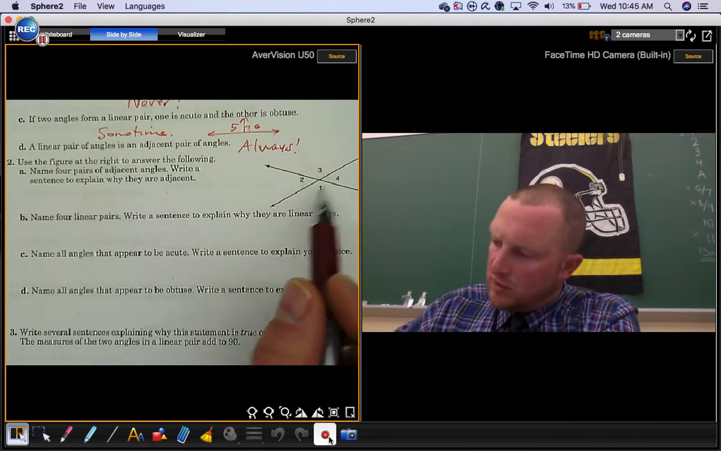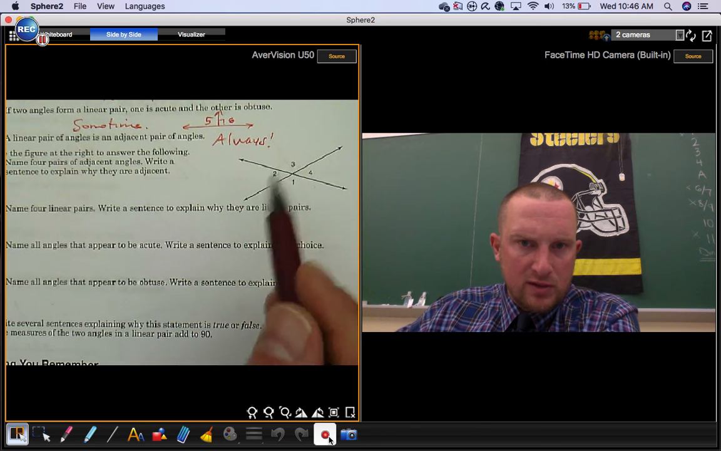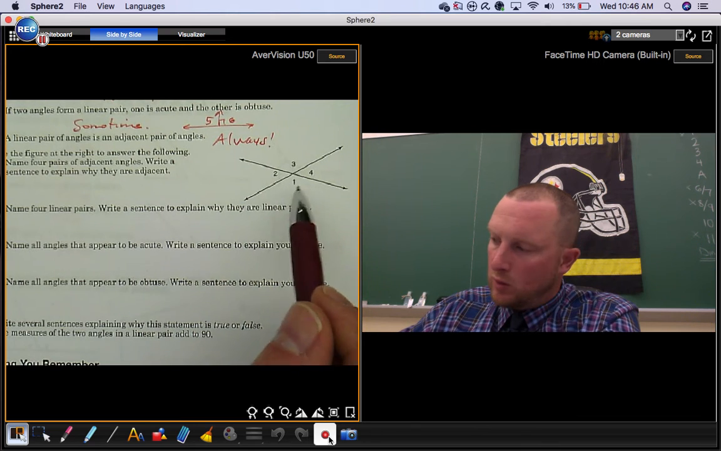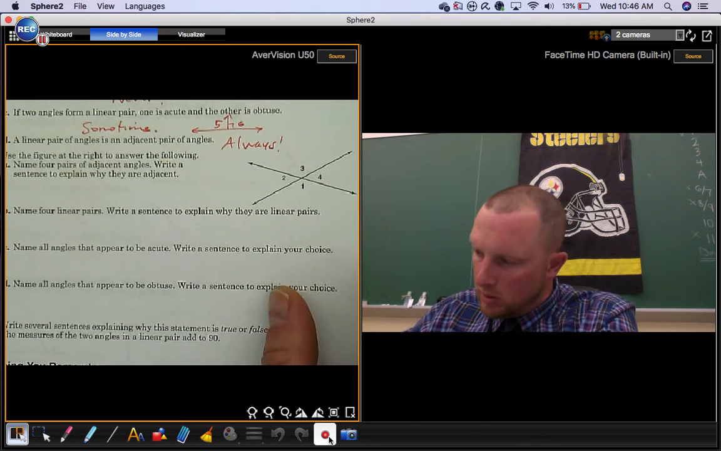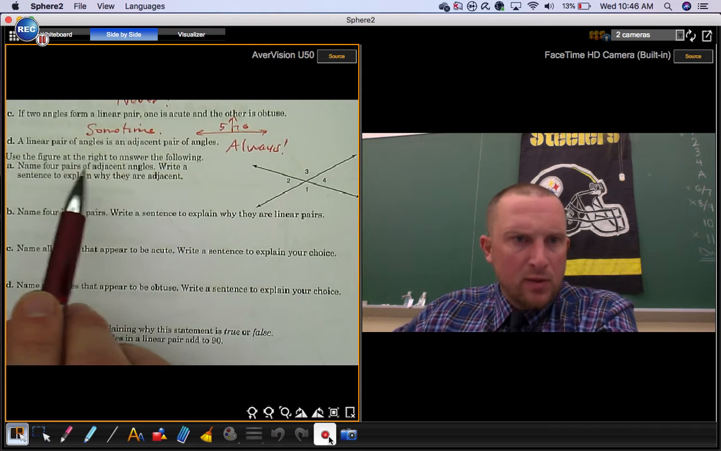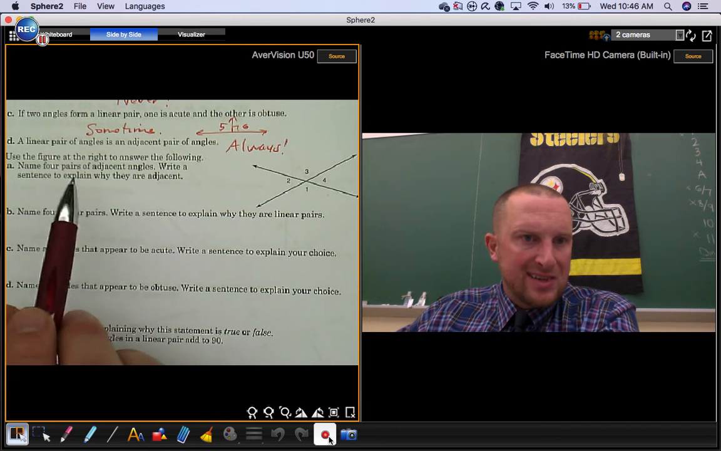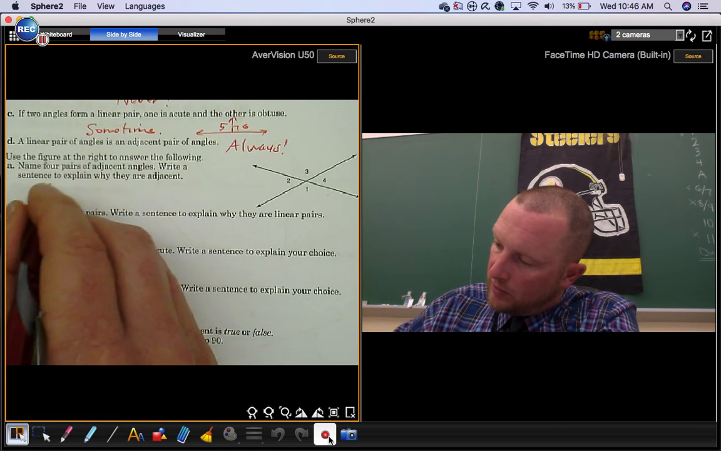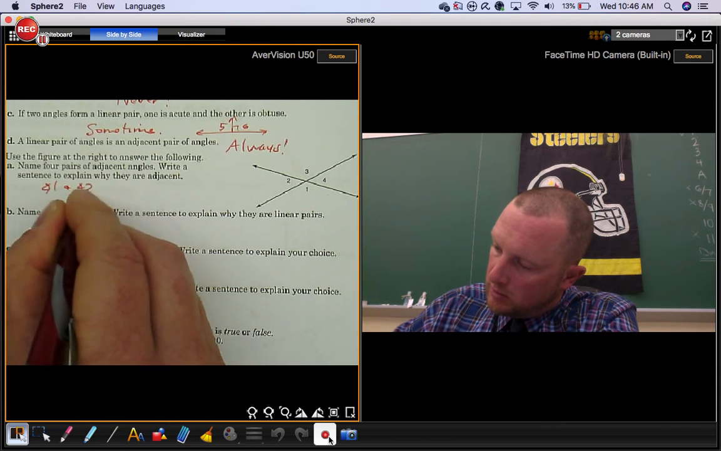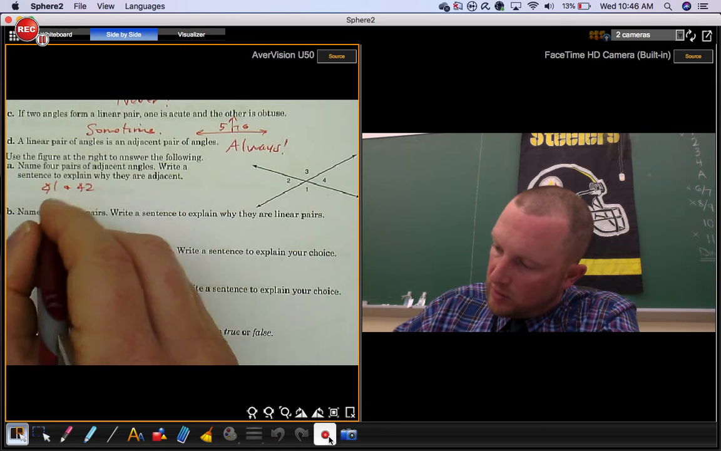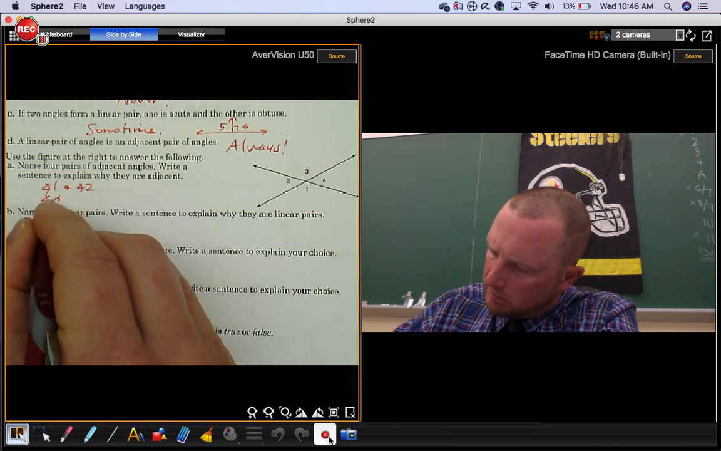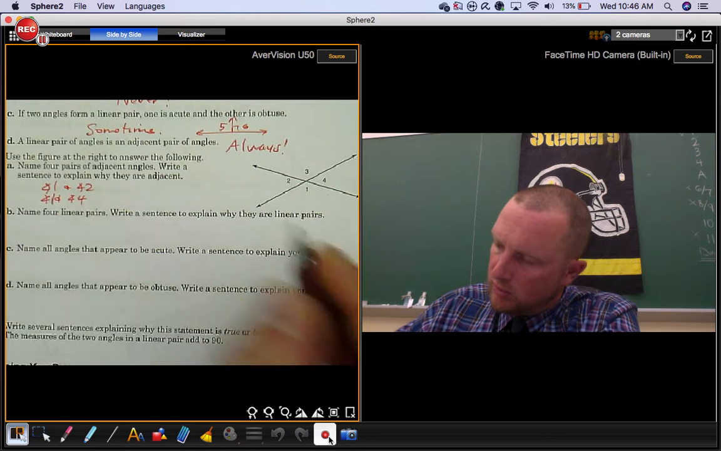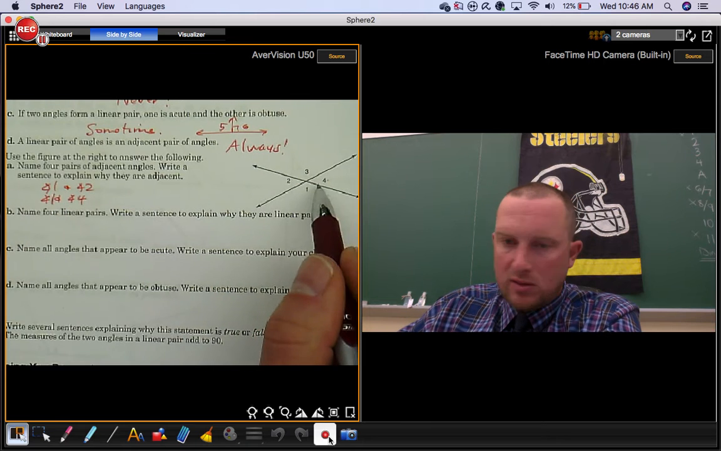Number 2, let's use the figure to the right here. So we have two lines that cross that makes four little angles. We're going to call them 1, 2, 3, and 4. Name the four pairs of adjacent angles. Write a sentence to explain why they're adjacent. Well, angle 1 and angle 2 are definitely adjacent. Angle 1 is also adjacent to angle 4.